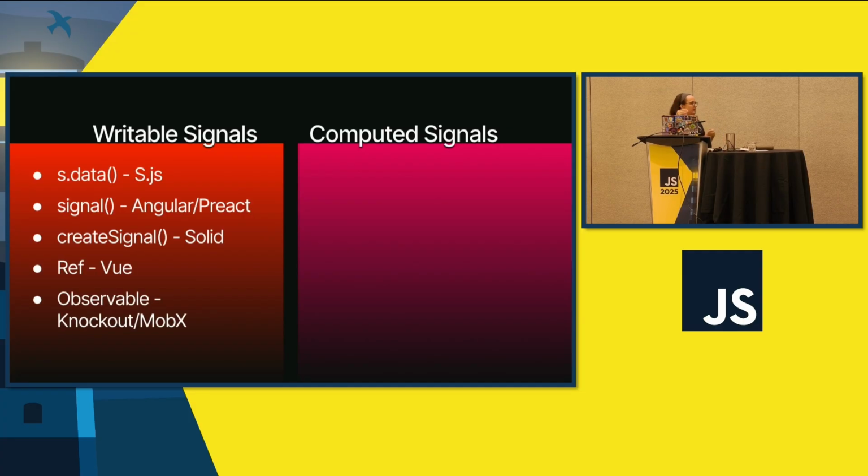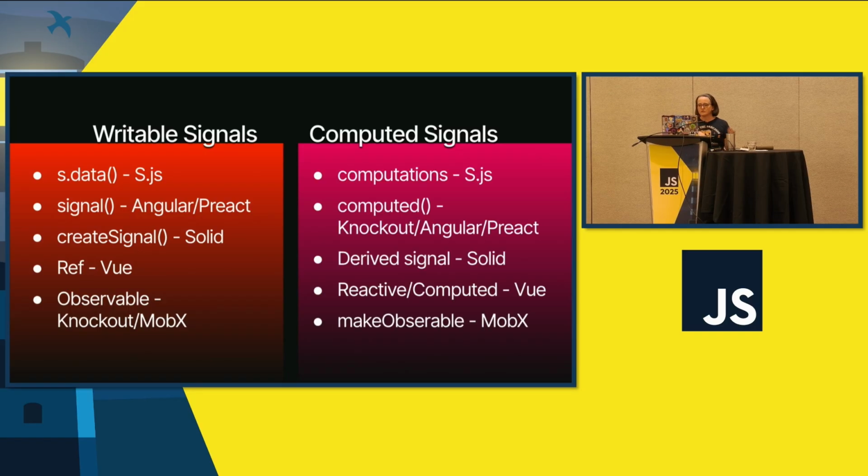Now, like I said, across the JavaScript ecosystem, signal-like concepts exist everywhere. They just might have different names. If you're a Vue developer, you would call them refs. If you were working in Knockout or MobX, they would be called observables. In Angular, it's a signal, and so on. There's also the idea of computed signals. These are signals that rely on the writable signals to handle calculations. And again, they exist across all the frameworks. They just might be called something different.